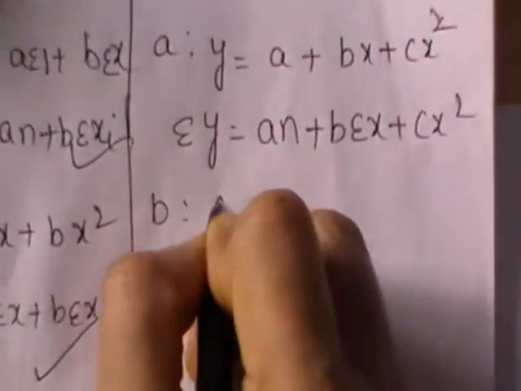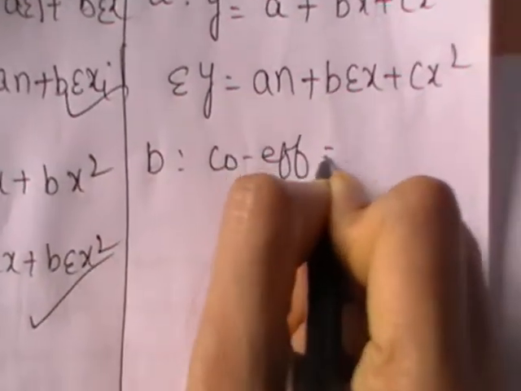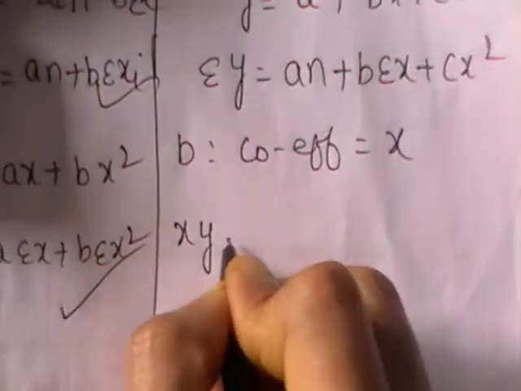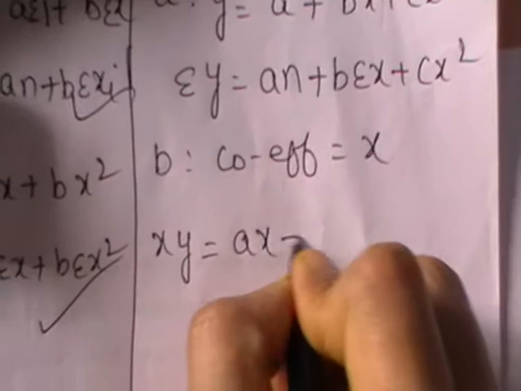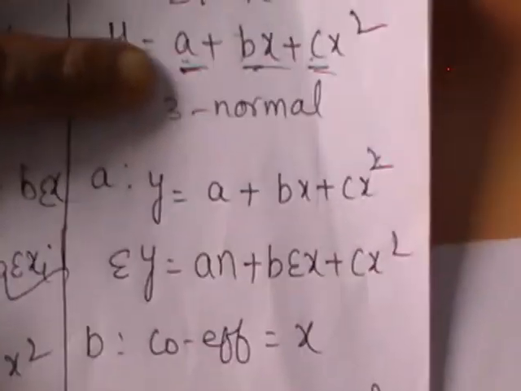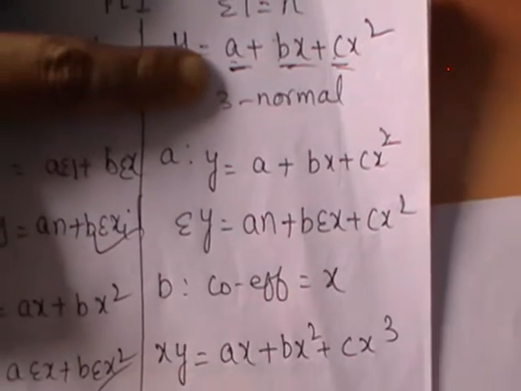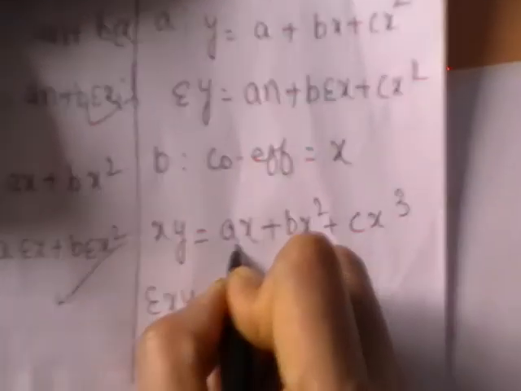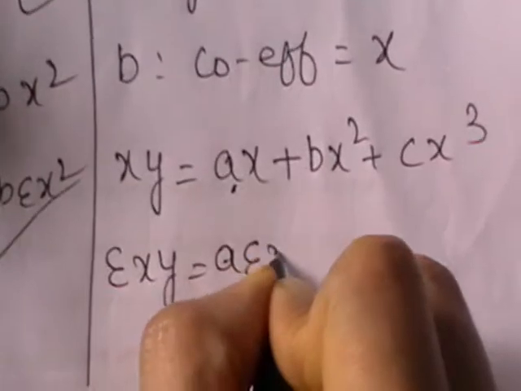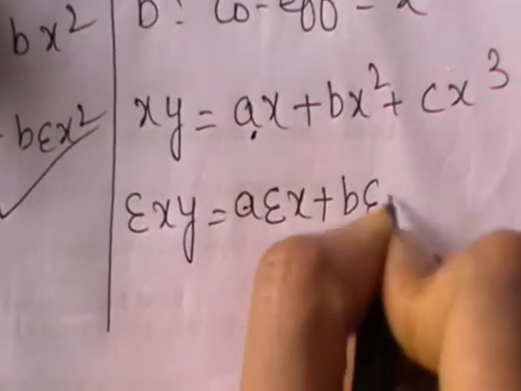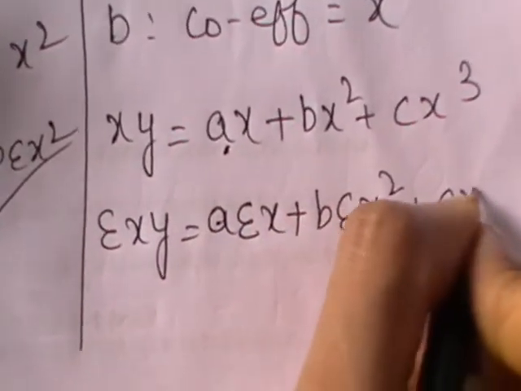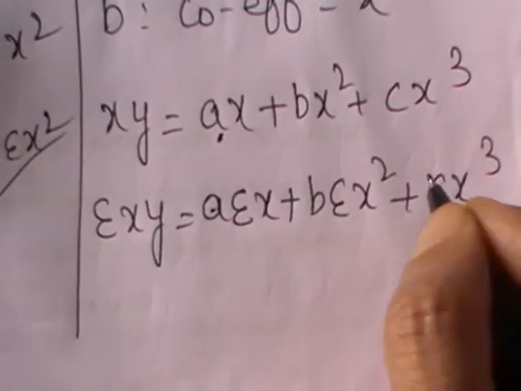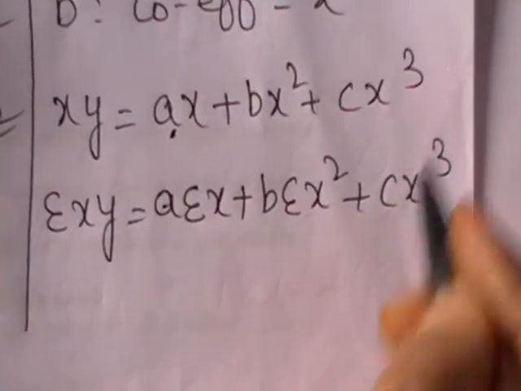What is the coefficient of b here? It is x. You multiply with x on both sides of this equation: xy is equal to ax plus bx square plus cx cube. Now take the summations on both sides. Sigma xy is equal to a sigma x plus b sigma x square plus c sigma x cube. Putting i is not a big issue, you can put i also.